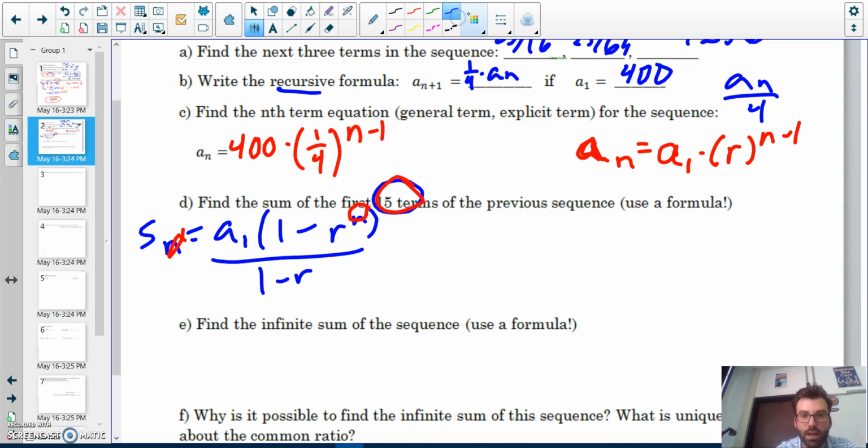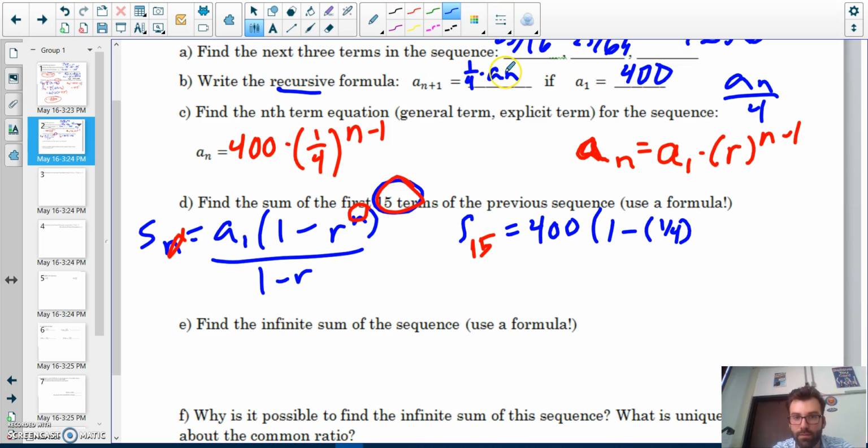So it becomes S sub 15. That's a 15. S sub 15 equals the first term, which is 400, times 1 minus my common ratio, 1/4, to the 15th power, all over 1 minus r.